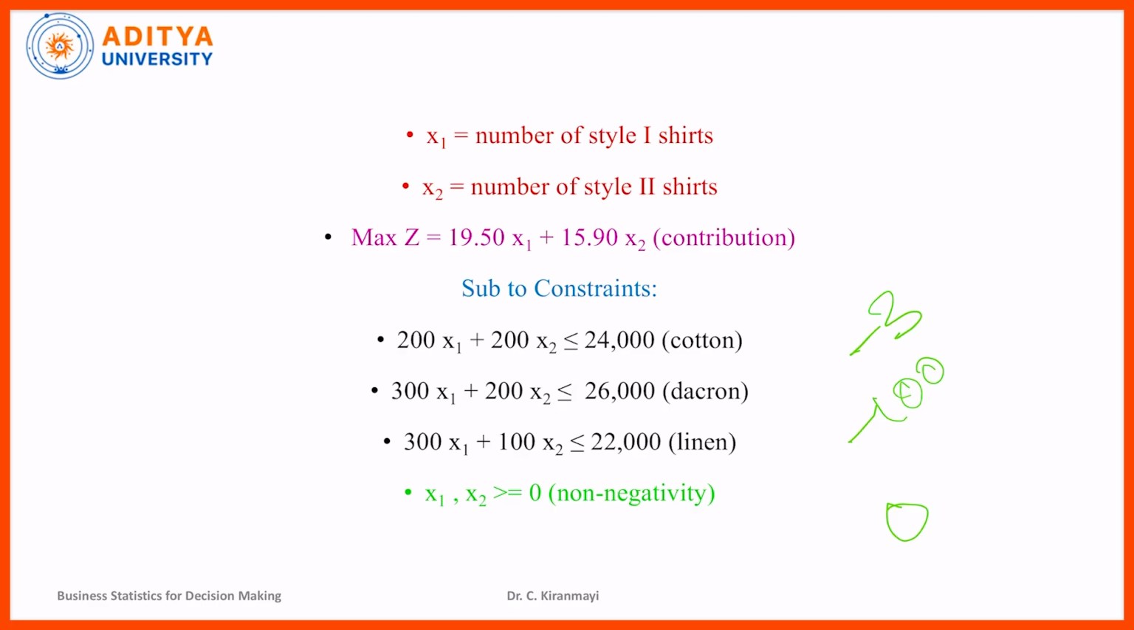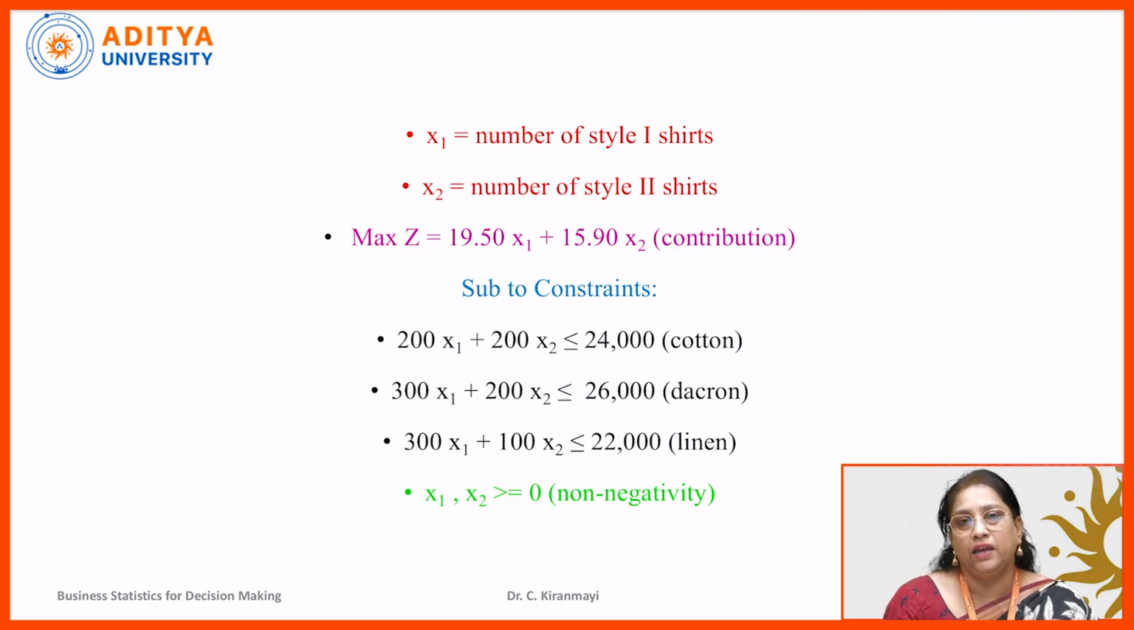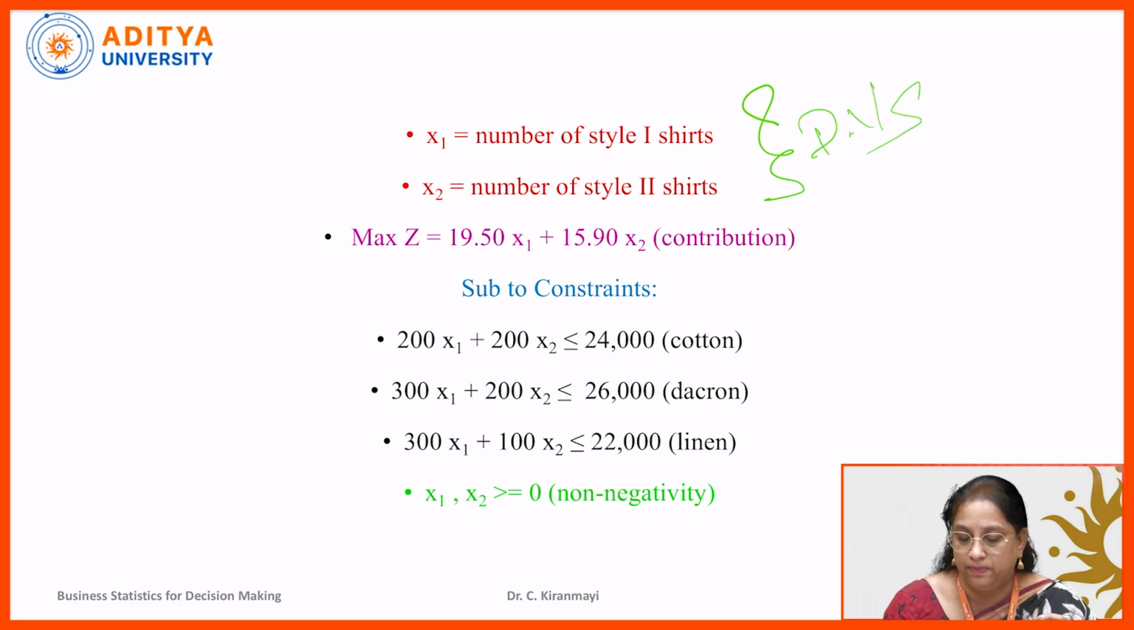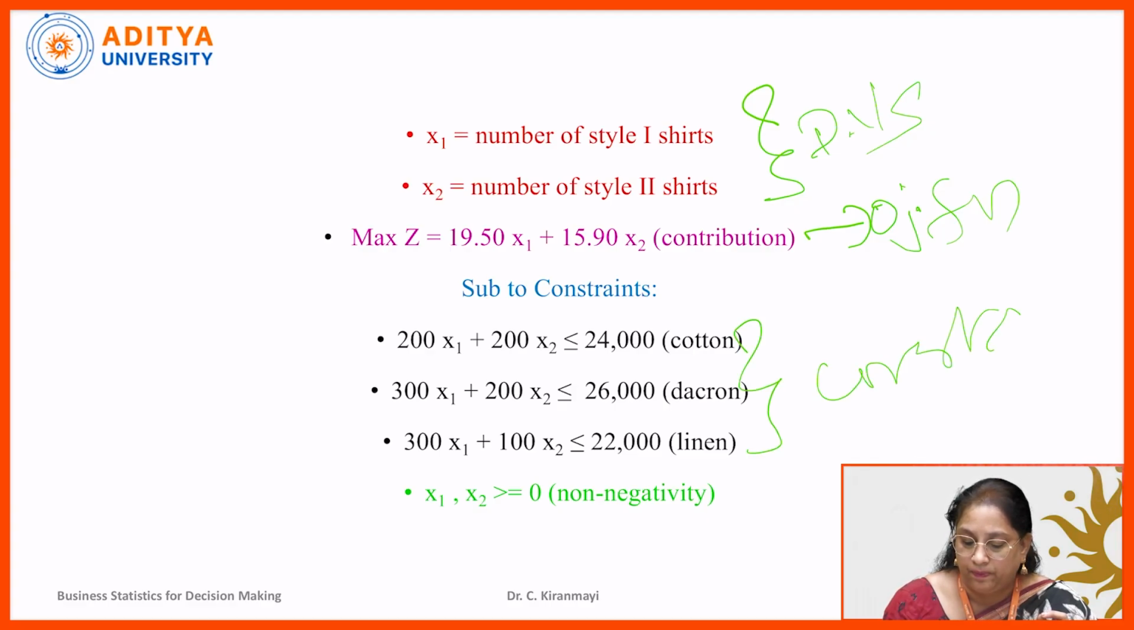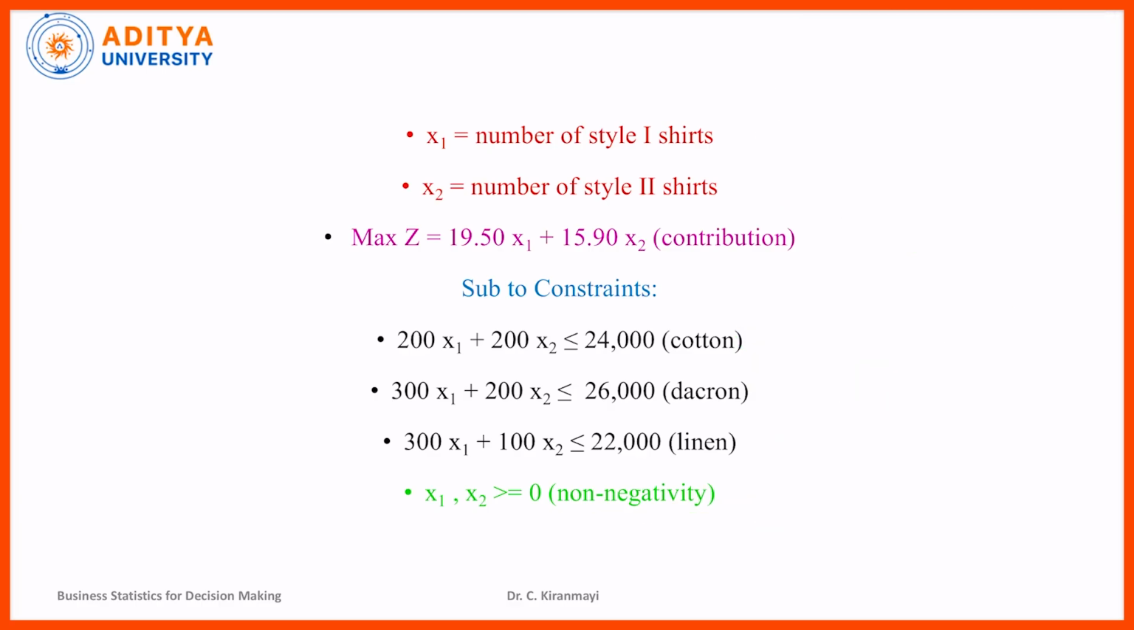There is no problem that exists. This kind of problem never exists, right? So ultimately, we should also write the non-negative constraints. A linear programming problem will have decision variables, an objective function, and constraints, and finally non-negative constraints. So this is how the linear programming problem looks, and this is the format of an LPP.